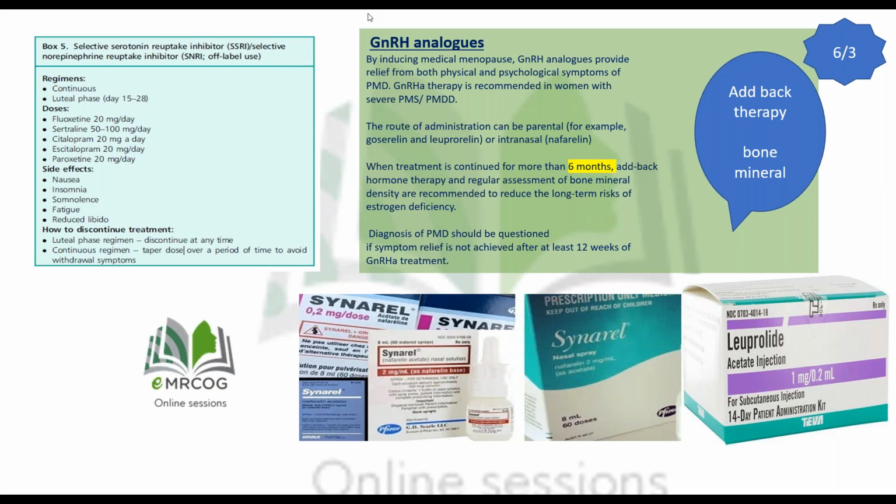What do you think? The problem is the effect on the menopausal symptoms and the bone mineral density, right? So if the GnRH is used more than 6 months, what will you advise? What you will advise is add back therapy and regular measurement of the bone mineral density by the DEXA scan. So it is not a solid no, it's a form of counseling.